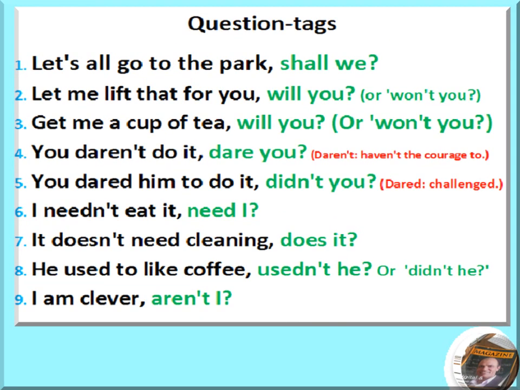Question tags. 1. Let's all go to the park, shall we? 2. Let me lift that for you, will you? Or won't you? 3. Get me a cup of tea, will you? Or won't you? 4. You daren't do it, dare you? Daren't means haven't the courage to. 5. You dared him to do it, didn't you?